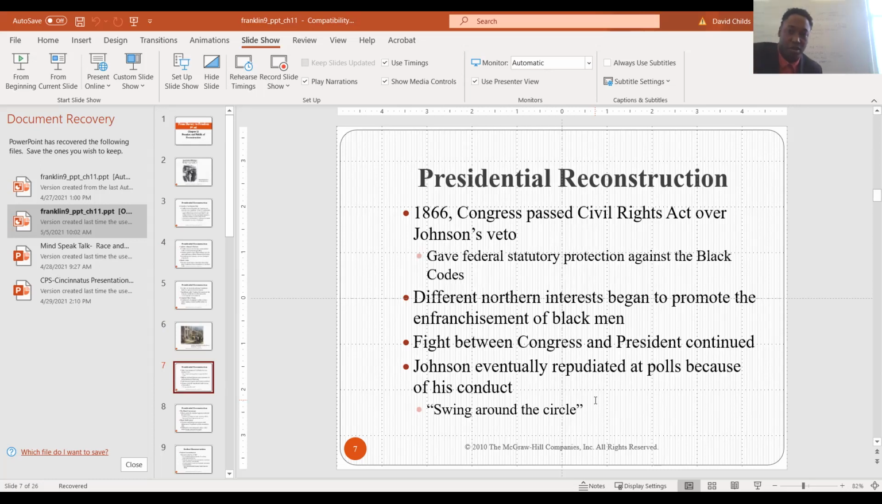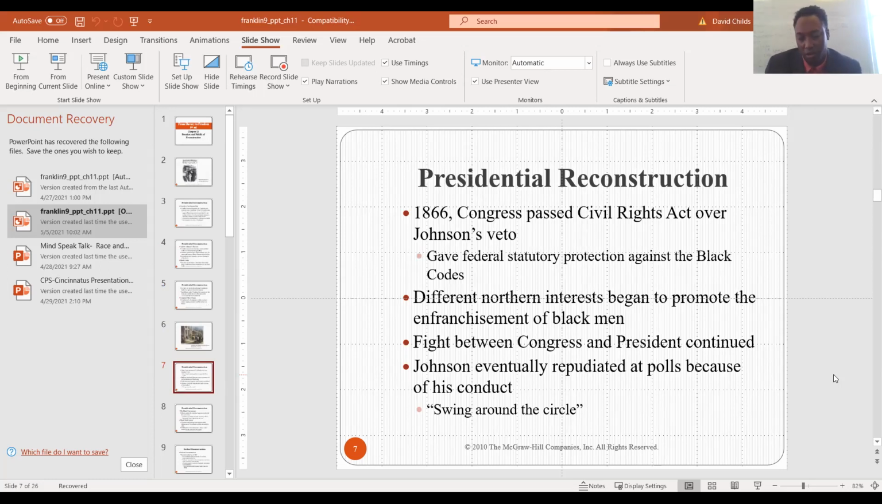You have this fight going on between the Congress and the president about who should set the rules for Reconstruction. The different northern interests began to promote the enfranchisement of the blacks. So at this particular time in the North, they began to really push for voting rights of blacks. The fight between Congress and the president continued. Where we're going is to a Johnson impeachment. That's where we're going to end up.